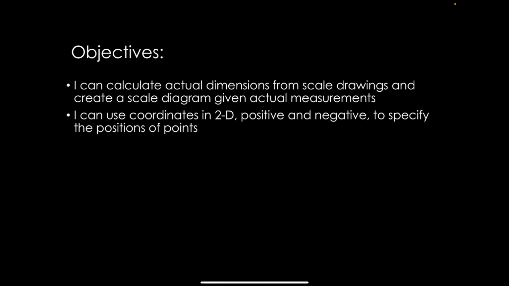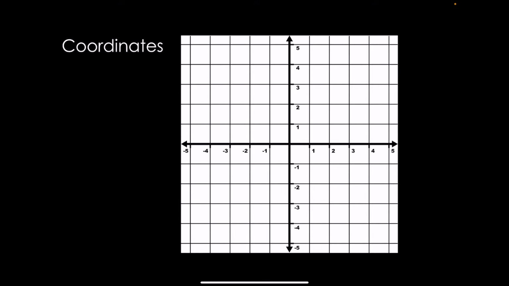In this lecture, your objectives are to calculate the actual dimensions from scale drawings and create a scale diagram given actual measurements. You also need to be able to use coordinates in 2D positive and negative grids to specify the position of points. So, in this lesson, we're going to start with coordinates just so that you understand how to do them and how to plot them, and then we'll move on to scale drawings.